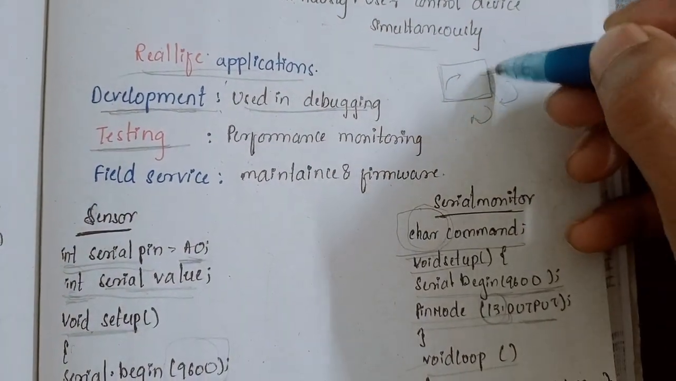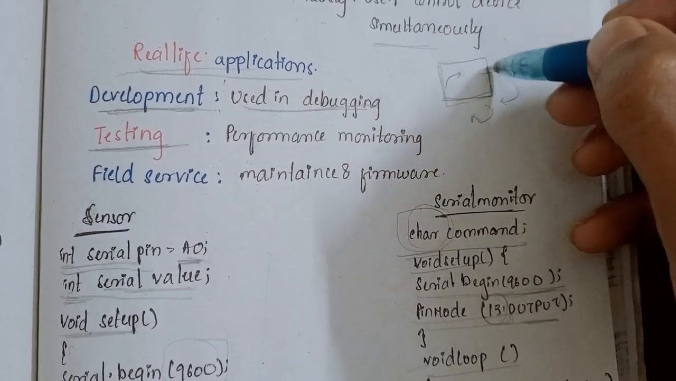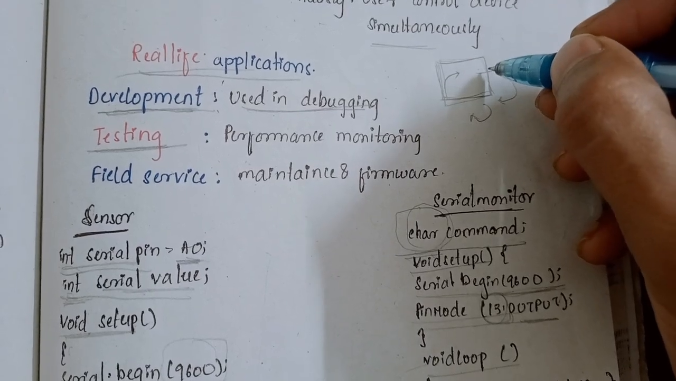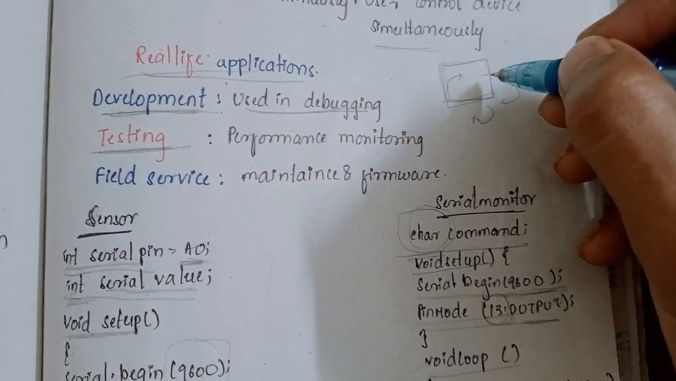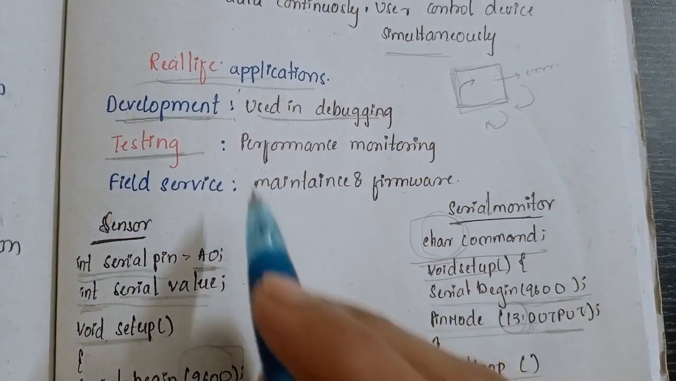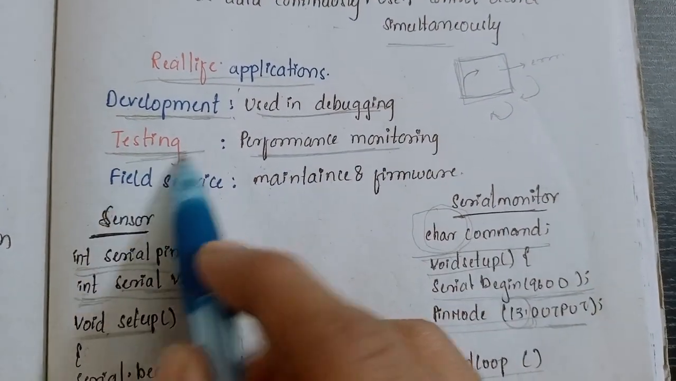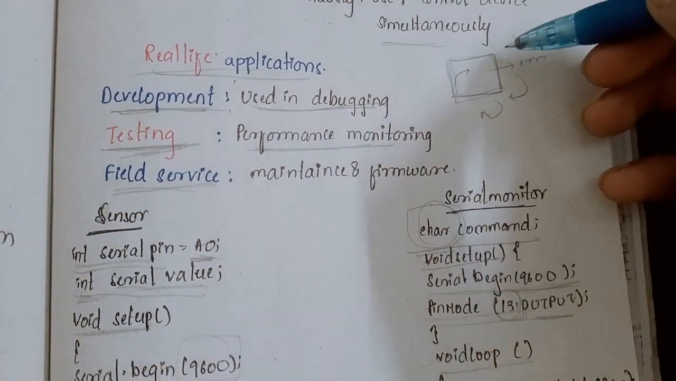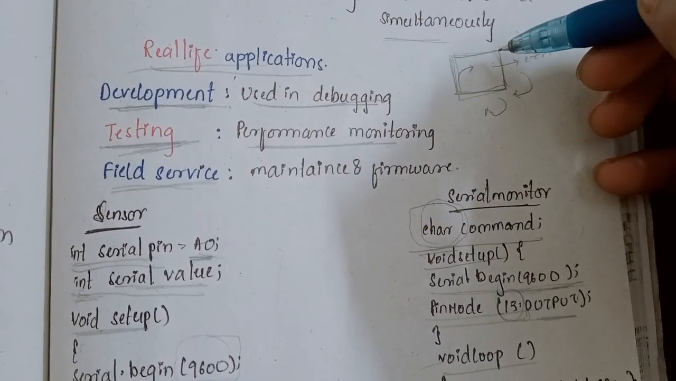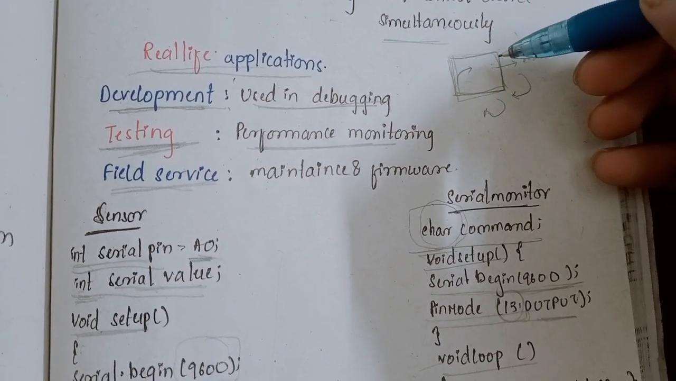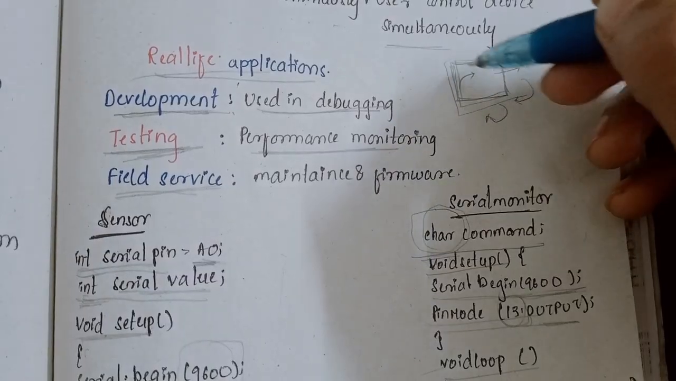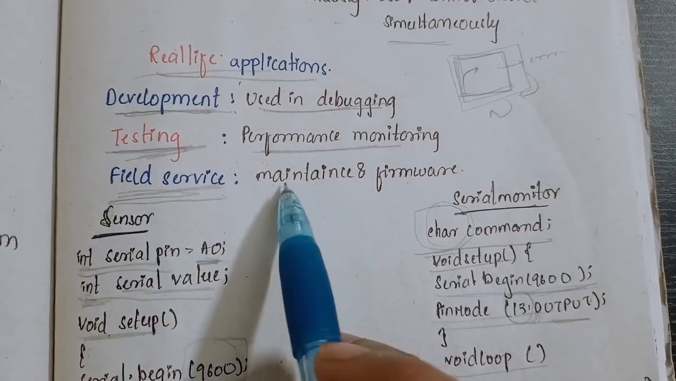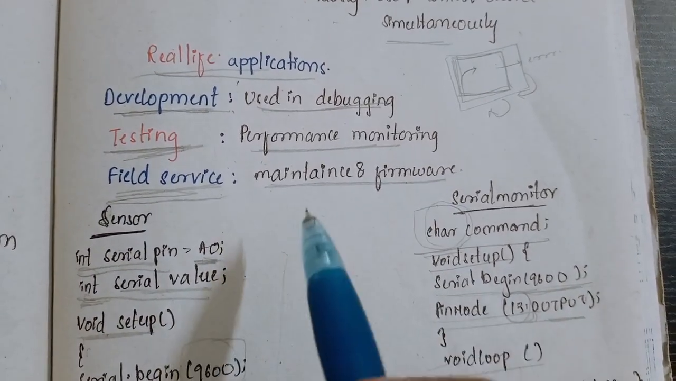Is the product working fine? Is it giving the required output, or are there any flaws in it? The performance would be checked here in testing, and field service. How it will be working, what would be the maintenance for it, and at the end, firmware. So field service would contain maintenance and firmware.